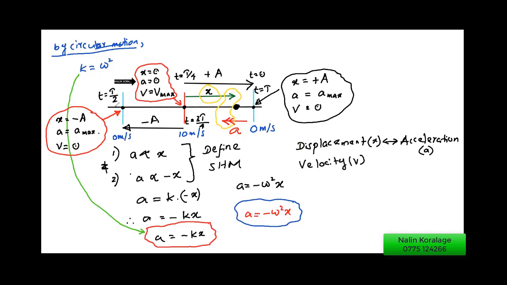One regarding the magnitude: acceleration and displacement are always directly proportional. And the other one is regarding the direction of the acceleration and the displacement: either they are oppositely directed, or, in the recommended version, acceleration is always directed towards the fixed point. Then we talked about how to obtain the standard equation, a very important standard equation for simple harmonic motion. That particular equation is called the standard form of simple harmonic motion.